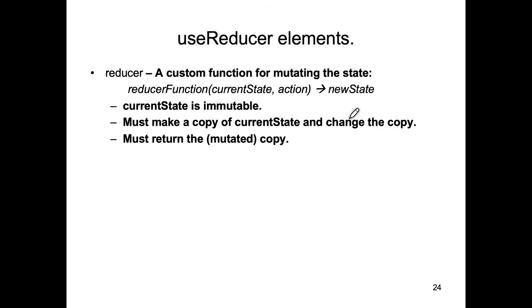Okay, you receive the current state, you make a copy of it, and you change the copy and you return the copy. That's the outline.